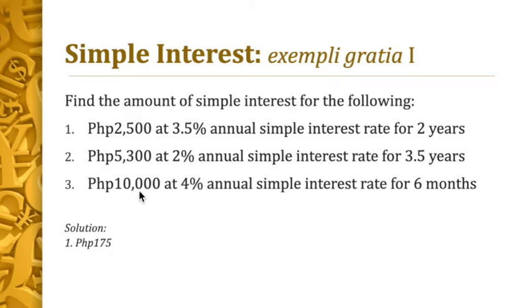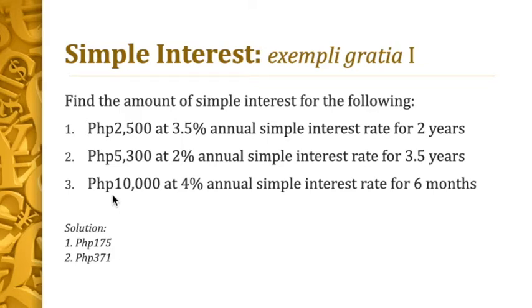For number two, let's do the same procedure. We have our P, 5,300, times 2% simple interest rate. 2% in decimal form is 0.02, since we moved the decimal point twice, 1, 2. So we have 0.02 times the years, which is 3.5. If I click the equal sign in my calculator, what will be shown is 371 pesos, and that's correct. Hopefully in yours it also shows that.